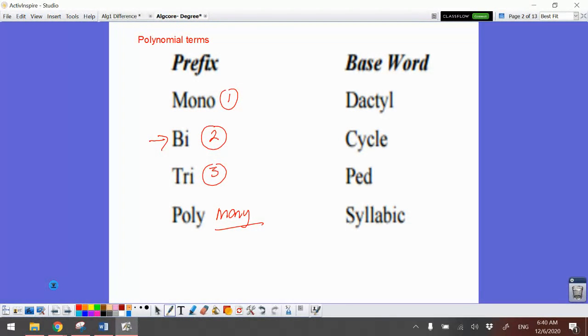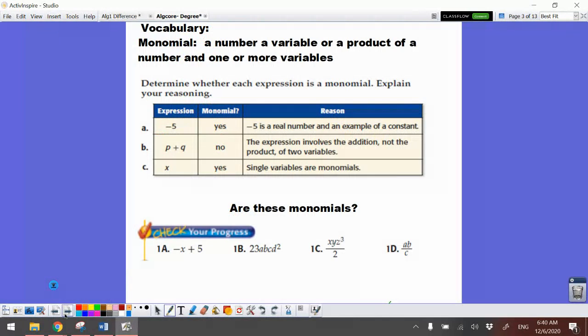So our new word is polynomial. And we're going to be talking about monomials, binomials, trinomials, and they are all in the family of polynomials. Okay, so a monomial is a number, a variable, or a product. Remember, product means multiply, of a number and one or more variables.